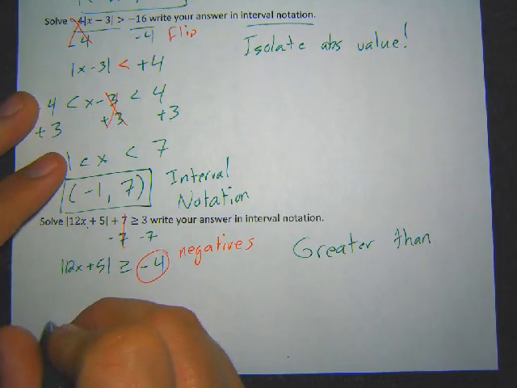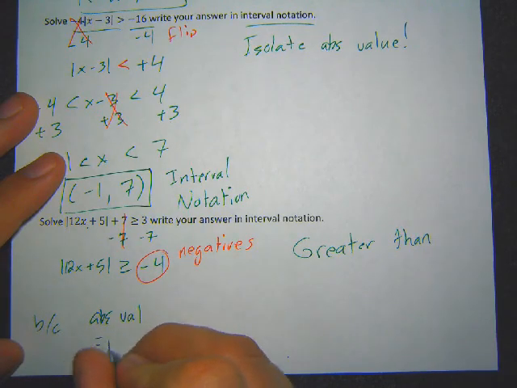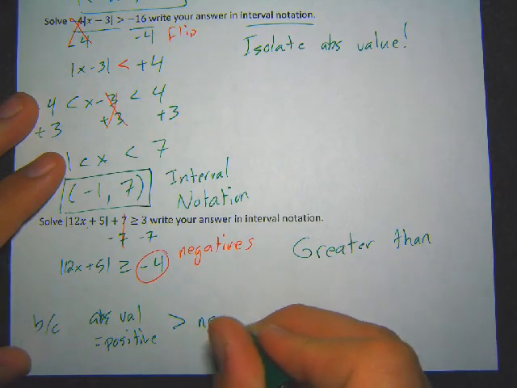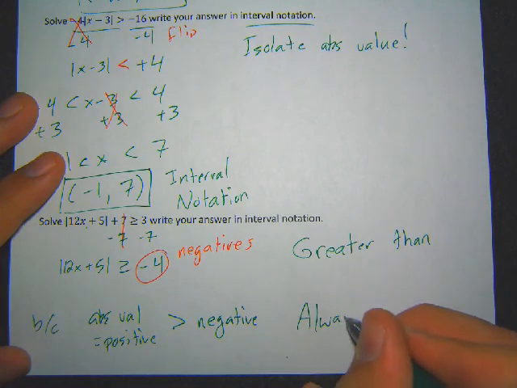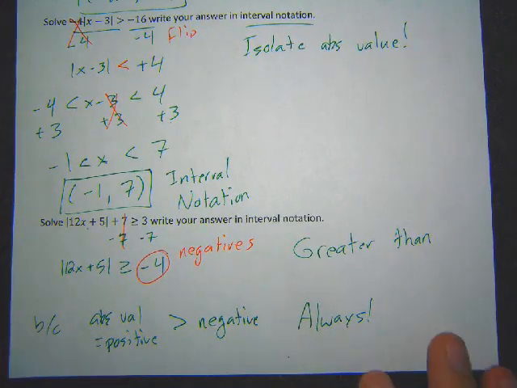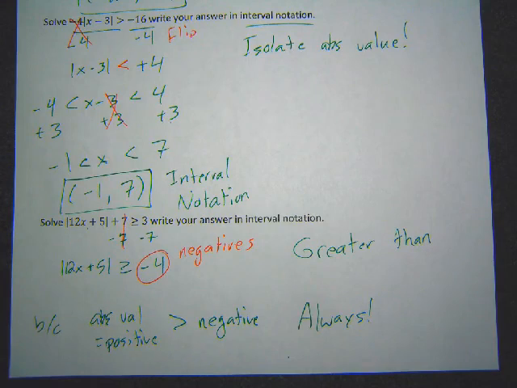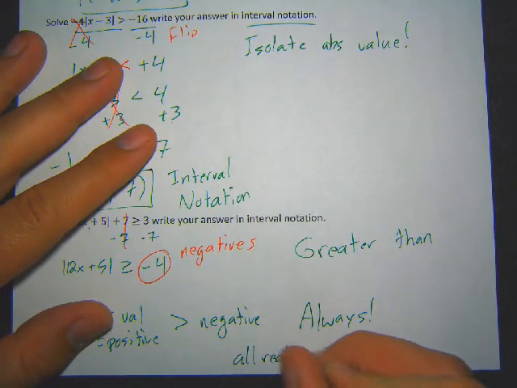So this actually works because an absolute value is positive, and a positive is bigger than a negative, always. So what numbers work then? Well, it doesn't really matter what you plug in for x. No matter what you plug in, you're going to get a positive number, because that's what it does. It will be bigger than negative 4. So everything works. So this is always, or all real numbers work.